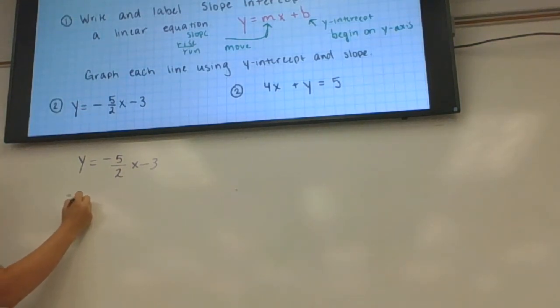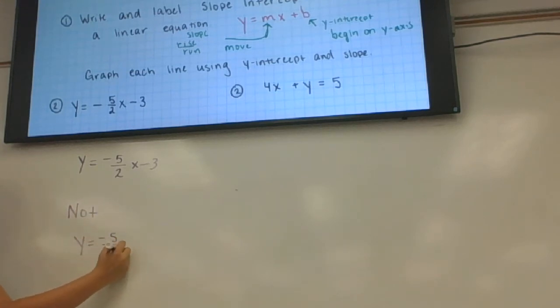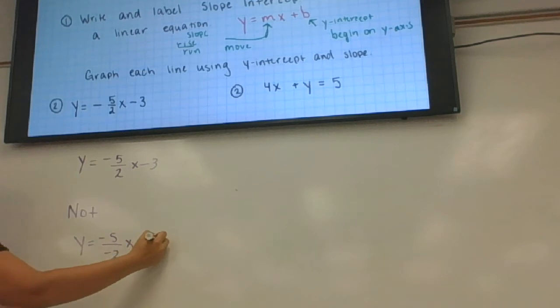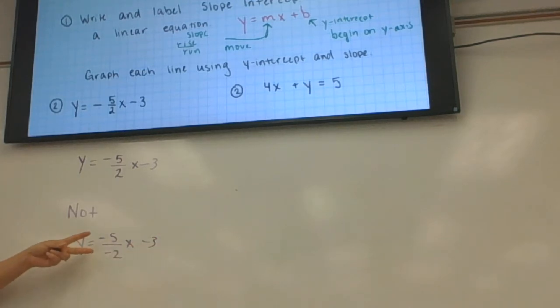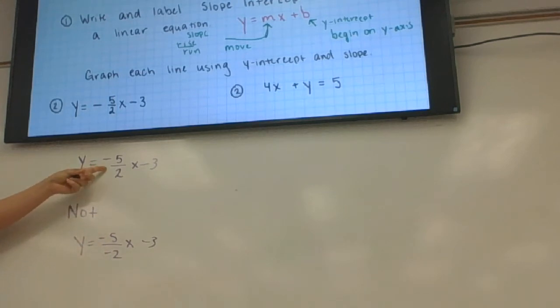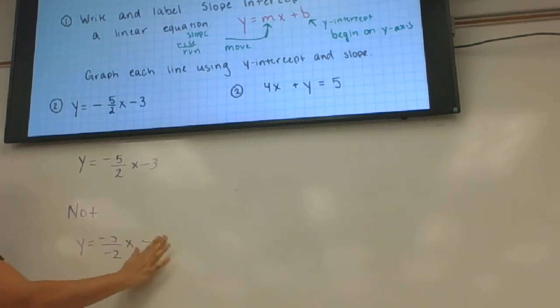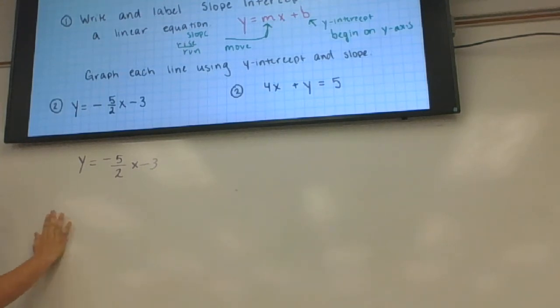So what you can't do is this. You can't do both negatives because two negatives would make this positive. So you make that one negative sign, shove it to the top. It doesn't go to the bottom. It can only go in one place. Don't make them both negative. Two negatives would make a positive slope.